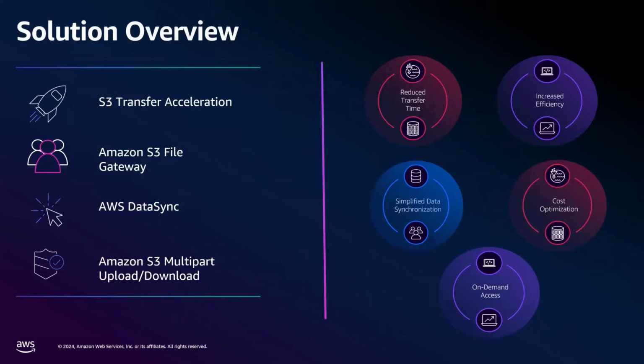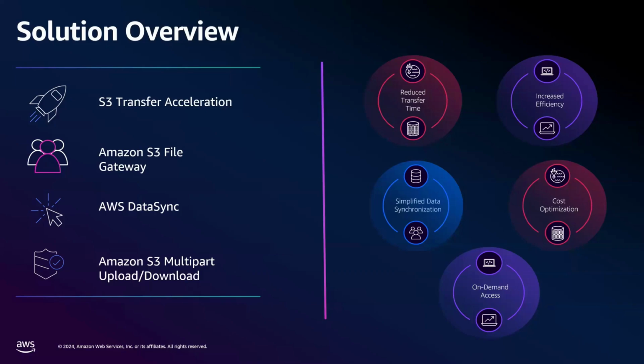So let's look at the solution. To address the challenges such as data synchronization, file transfer speeds, and cost management, AMD implemented several solutions through AWS. First, they enabled S3 Transfer Acceleration to enhance file transfer speeds across global teams by utilizing Amazon's global network of edge locations, or what we call CloudFront locations, which optimized data transfer to S3 buckets and reduced upload and download times.